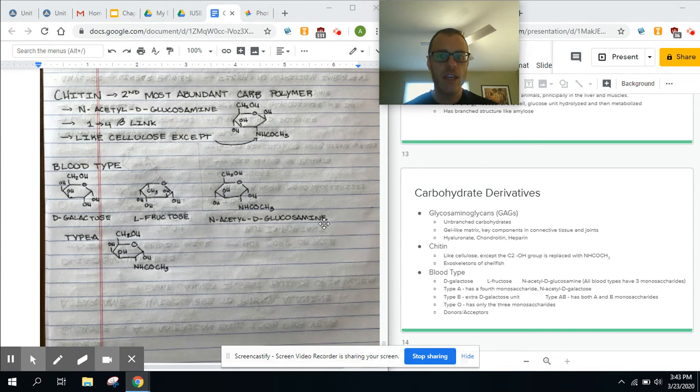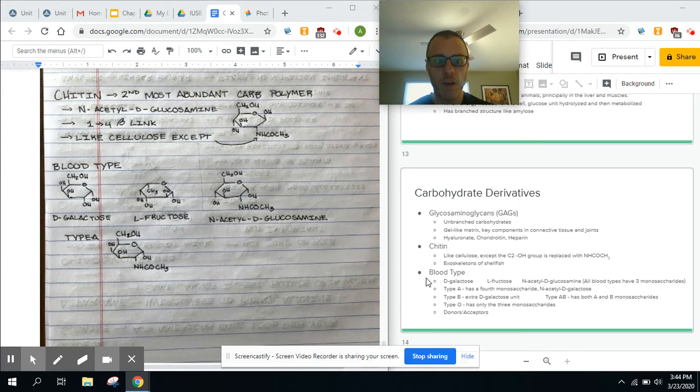And then these carbohydrate derivatives actually play a big role in blood type. We've all heard of our blood type, type A, type B, type AB, type O. And so down here, I've written kind of everything that's going on. All right. So no matter what blood type you have, everybody has a D-galactose unit, an L-fructose unit, and an N-acetyl D-glucosamine unit. So these are the three chunks that are for every blood type.